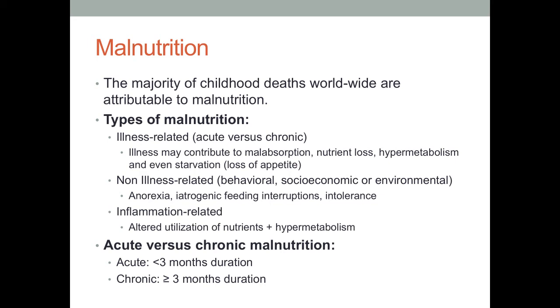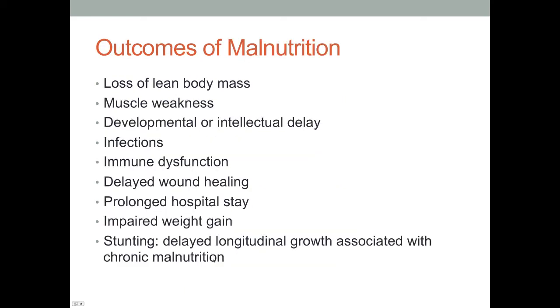But types of malnutrition, just like in adults, you can have illness related, and then you can have acute versus chronic illness related. And then you can have non-illness related, which means that which is behavioral, socioeconomic, or environmental. So maybe due to anorexia, meaning low appetite, or iatrogenic feeding interruptions, maybe due to something in hospital, or due to intolerance. And then inflammation related, so altered utilization of nutrients and hypermetabolism. And then a reminder just that acute malnutrition is that existing less than 3 months, whereas chronic is equal to or more than 3 months.